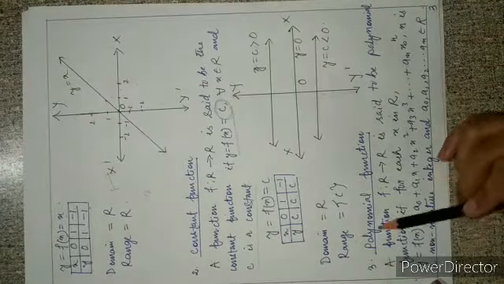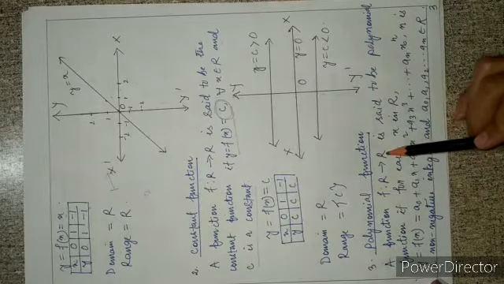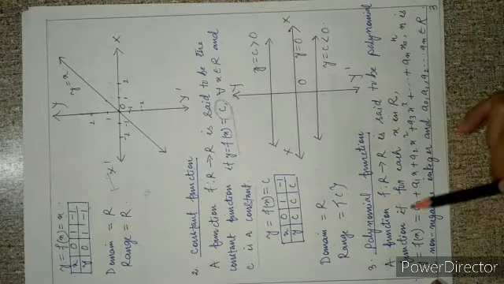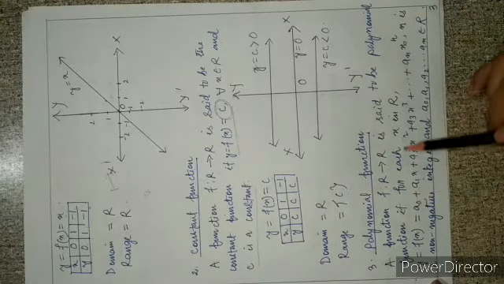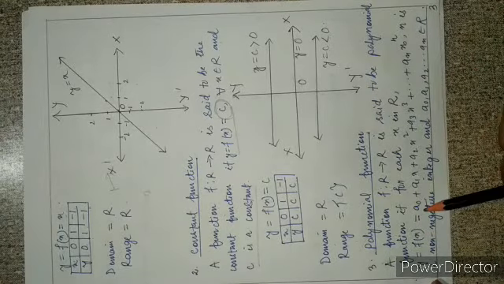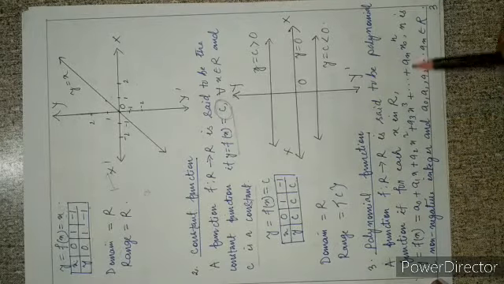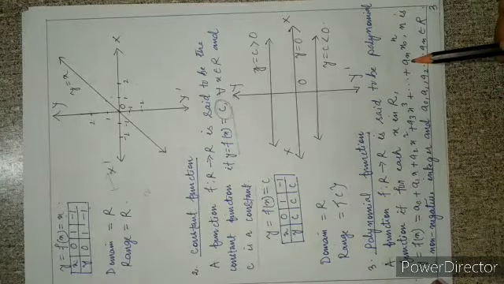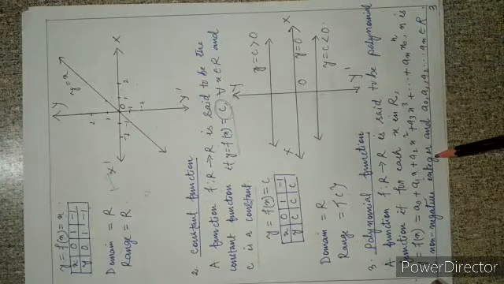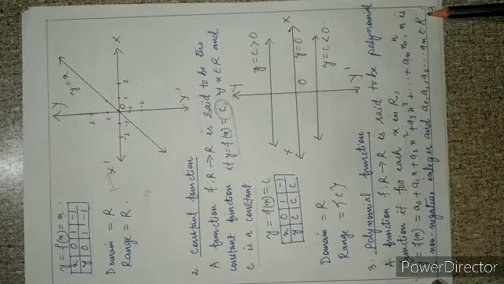Next, number 3, polynomial function. A function f defined from R to R is said to be a polynomial function if for each x in R, y or f(x) is equal to a0 plus a1x plus a2x squared plus a3x cubed plus up to anx to the power n, where n is a non-negative integer and a0, a1, a2 up to an belong to real numbers.